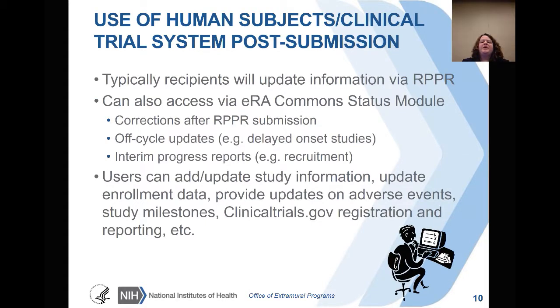So I'm going to talk now a little bit about what specifically you're going to be doing in this system that includes all of these elements. For recipients, post-submission, typically your interaction with the system would be through the RPPR. If you've seen the Human Subjects Clinical Trials Information Form, you know that you fill that out in your application, and you will update that form along with a milestone section in your submission of your RPPR.